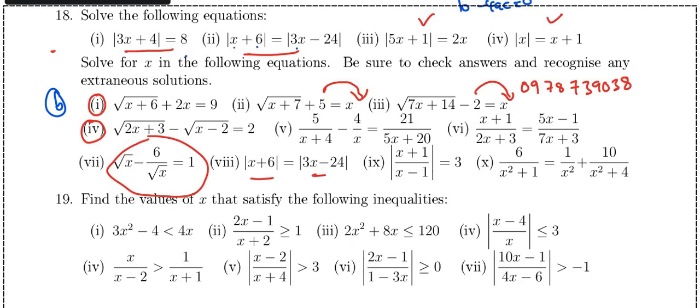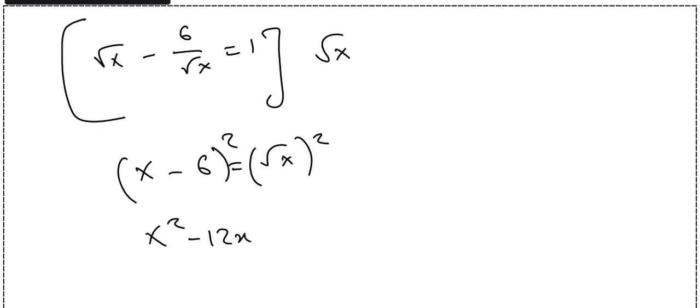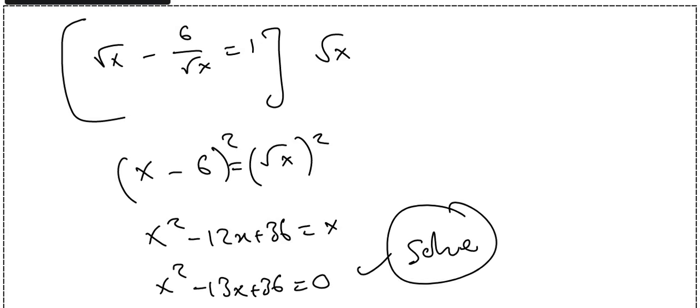This one here, you multiply everything. So this is root of x, then minus 6 over root of x is equal to 1. Multiply throughout by root of x, that's going to be x. Then minus 6, then this is going to be root of x. From here, square both sides. This is going to be x squared minus 12x plus 36. This is equal to x. Then you have x squared minus 13x, then plus 36. Then I'll solve this. Yeah, so you solve this, and then test the answers that you're going to get.